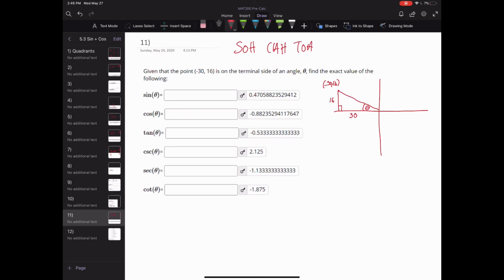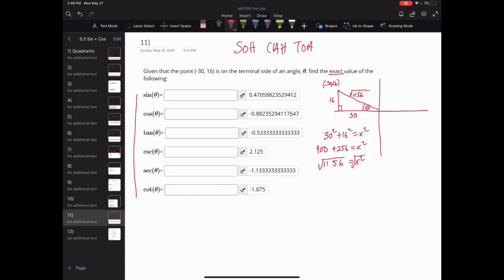They want us to figure out what all these things are here. We will need the hypotenuse for that. So let's use the Pythagorean theorem. 30 squared plus 16 squared is equal to x squared. 900 plus 256 is equal to x squared. 1156 is equal to x squared. Square root both sides. And since they want an exact value, we're going to leave this as the square root of 1156.